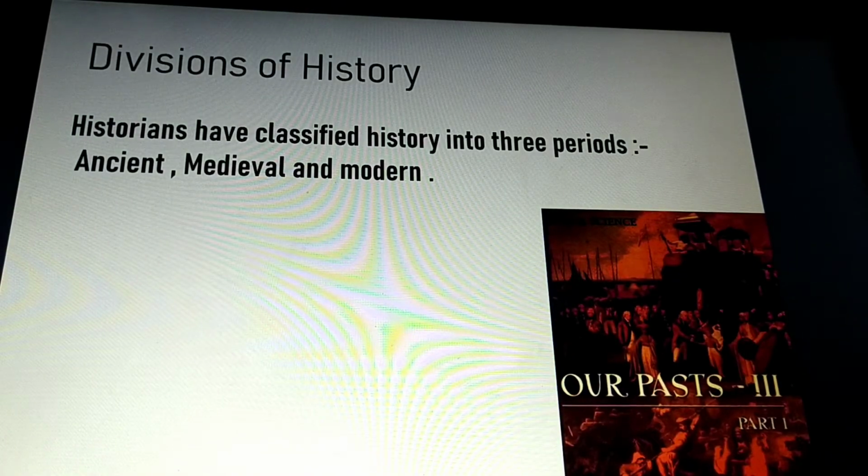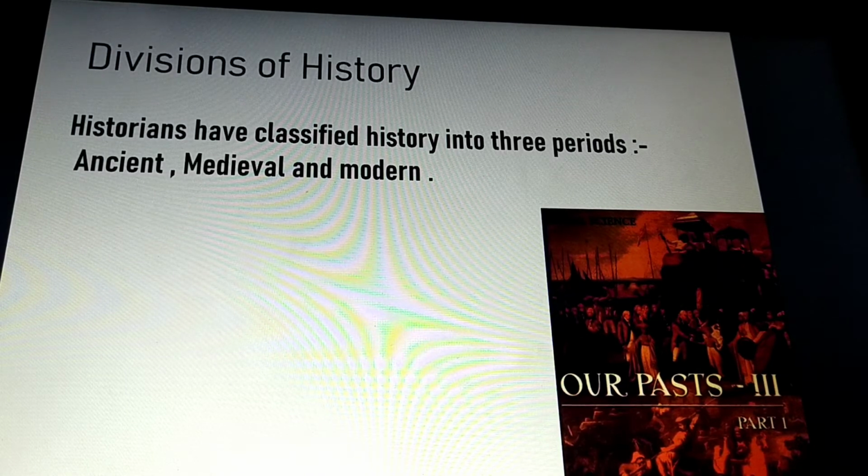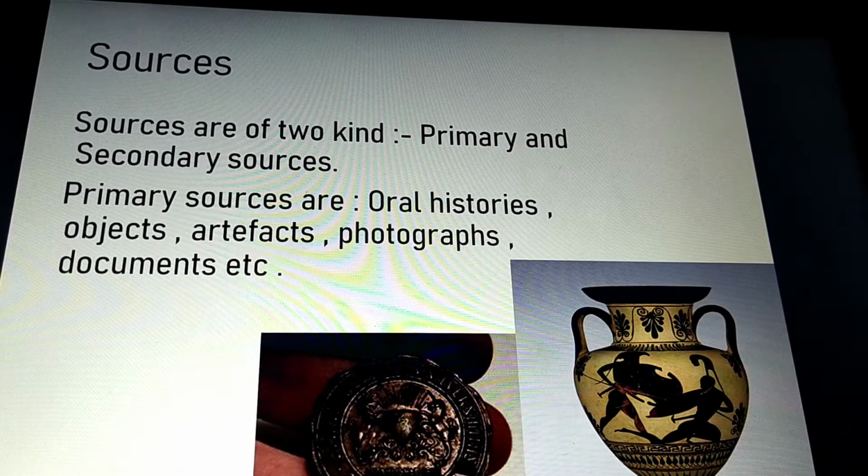Now children, historians have classified history into three parts, or we can say they have divided history into three parts. First is ancient, which you have studied in class 6th, then medieval in class 7th and modern in class 8th right now. Now we come to sources.